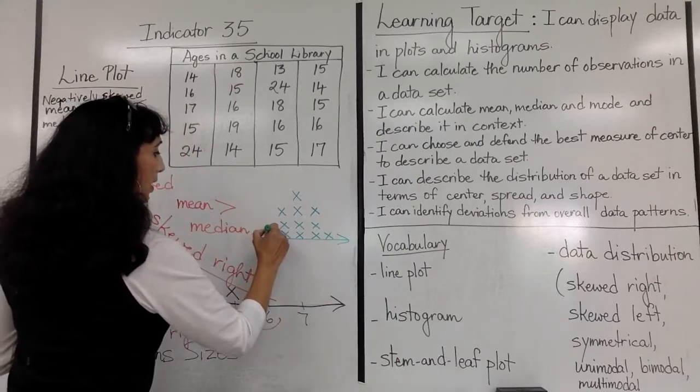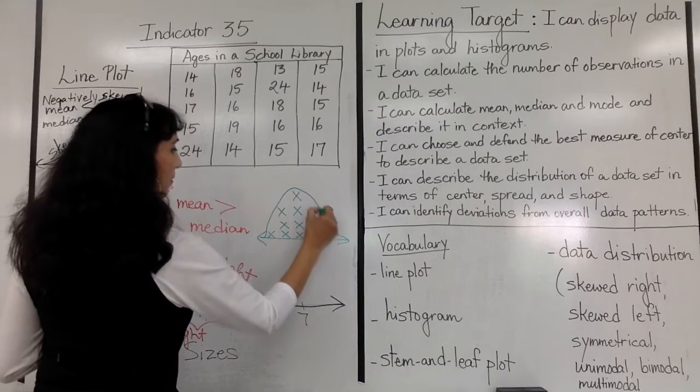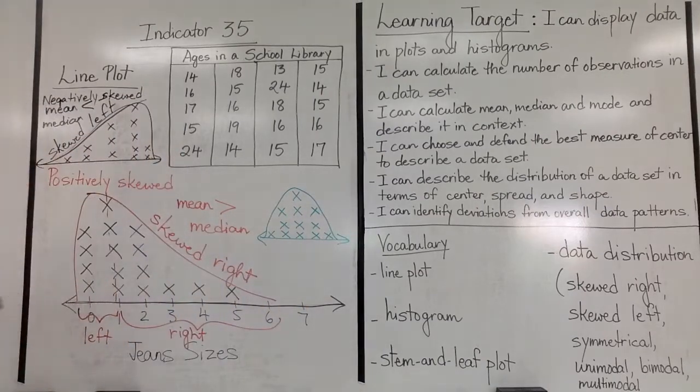So here's the center, and this graph is going like this. And it's identical on both sides. It's like a mirror. So then this becomes a symmetrical graph, okay? As you can see, both sides are the same. Mean and median will be the same, all right?